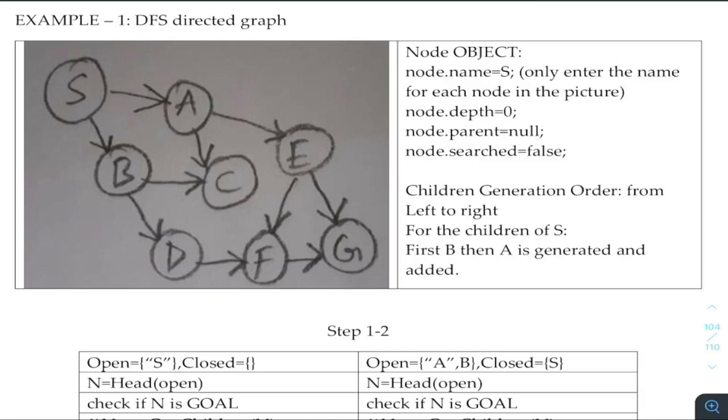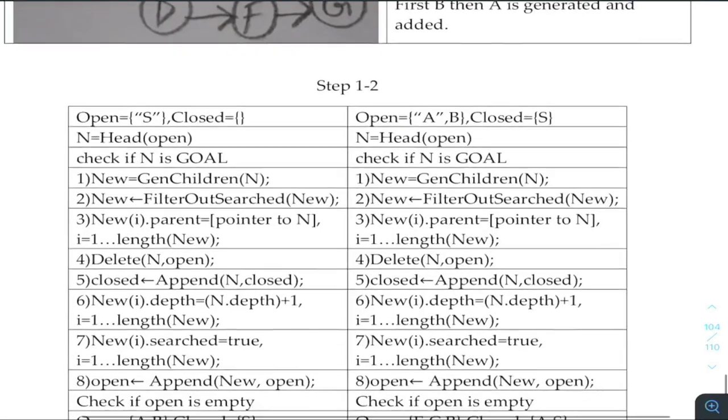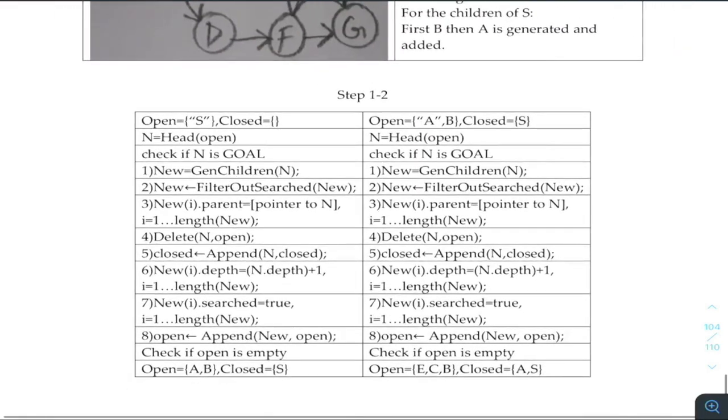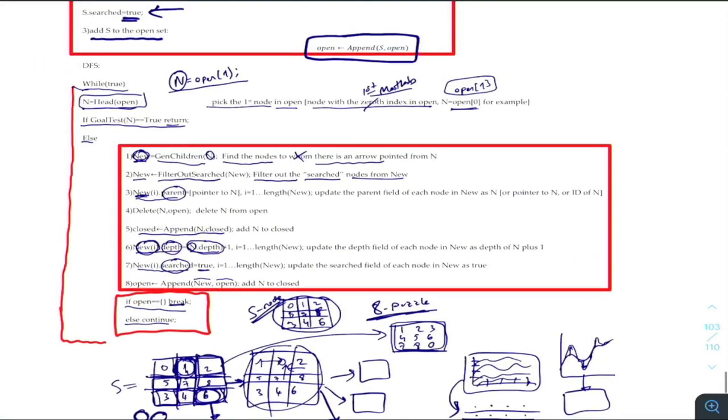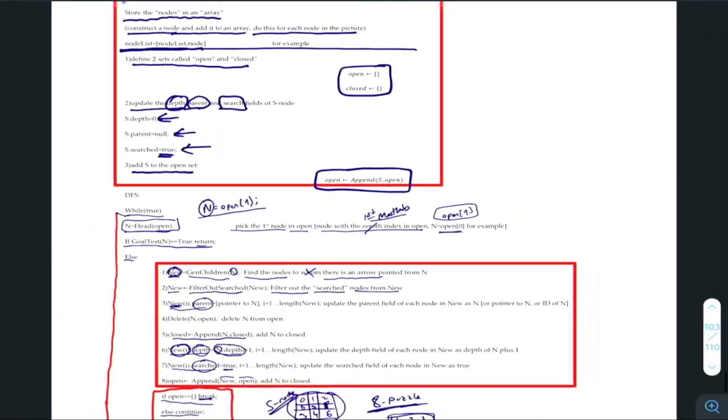Okay, DFS, directed graph, and this is directed, we can see the directions. And all right, name, depth, parent, and search. Okay. By the way, I wrote that by using this.